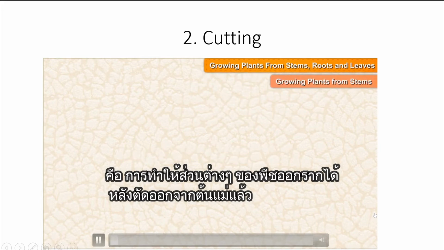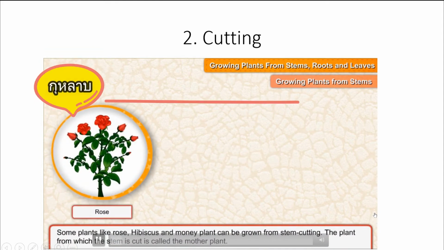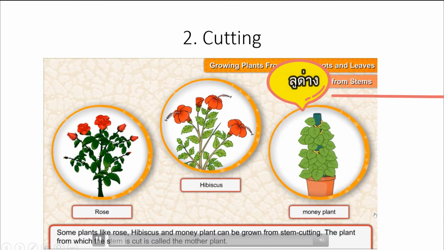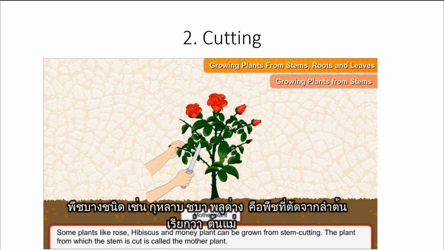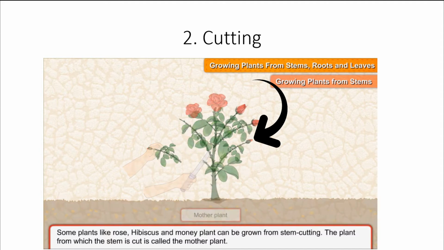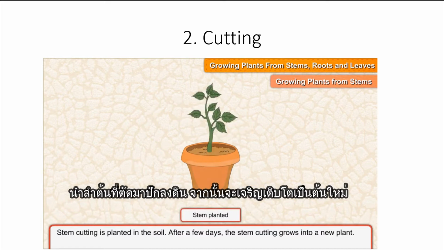Growing plants from stems. Some plants like rose, hibiscus and money plant can be grown from stem cutting. The plant from which the stem is cut is called the mother plant. Stem cutting is planted in the soil. After a few days, the stem cutting grows into a new plant.